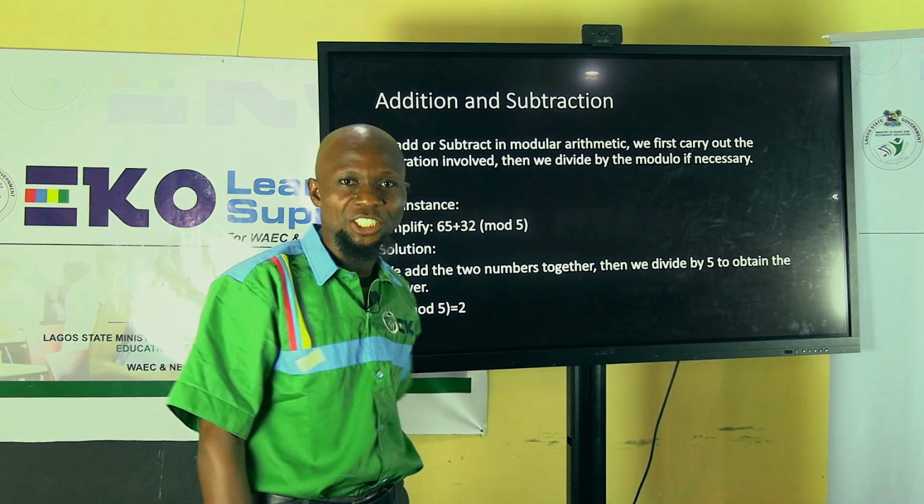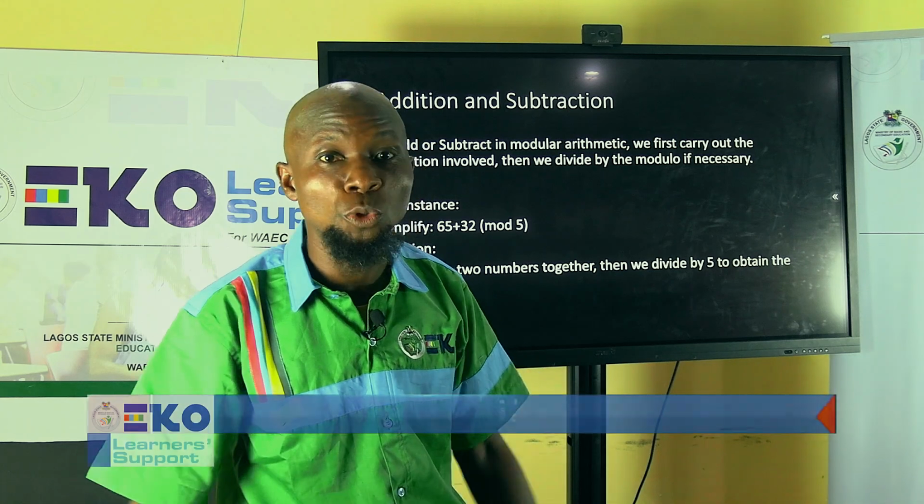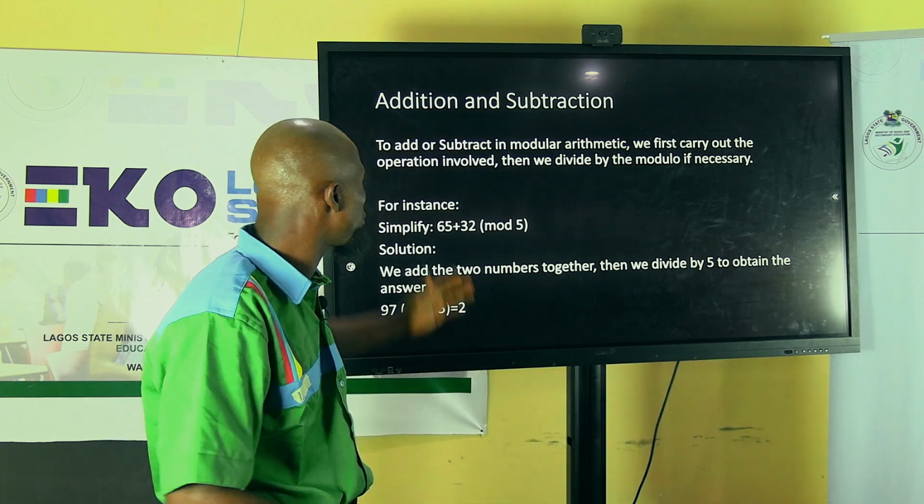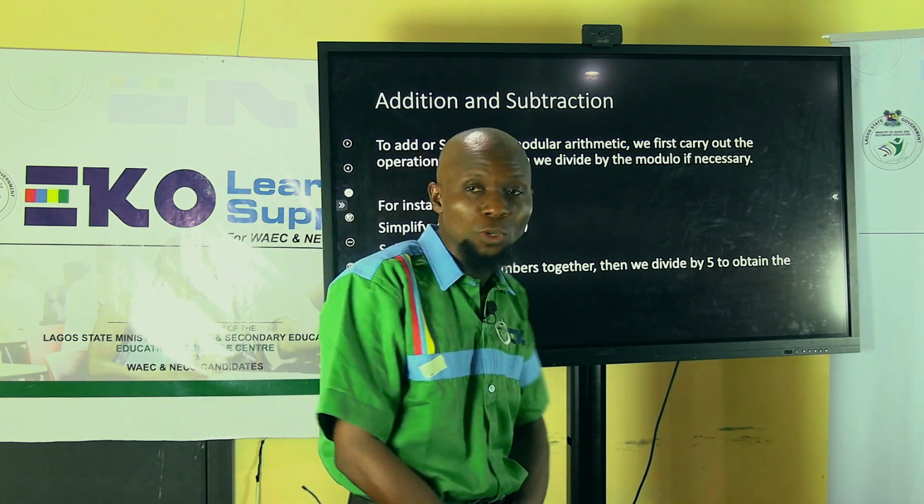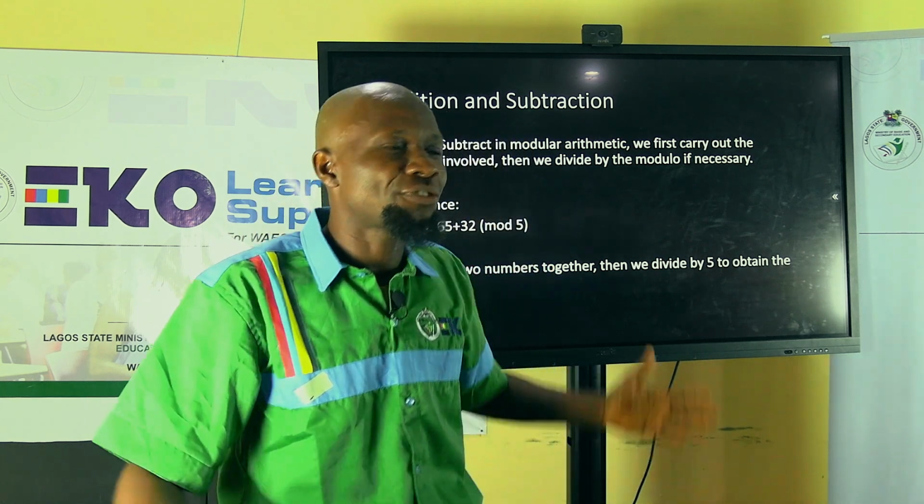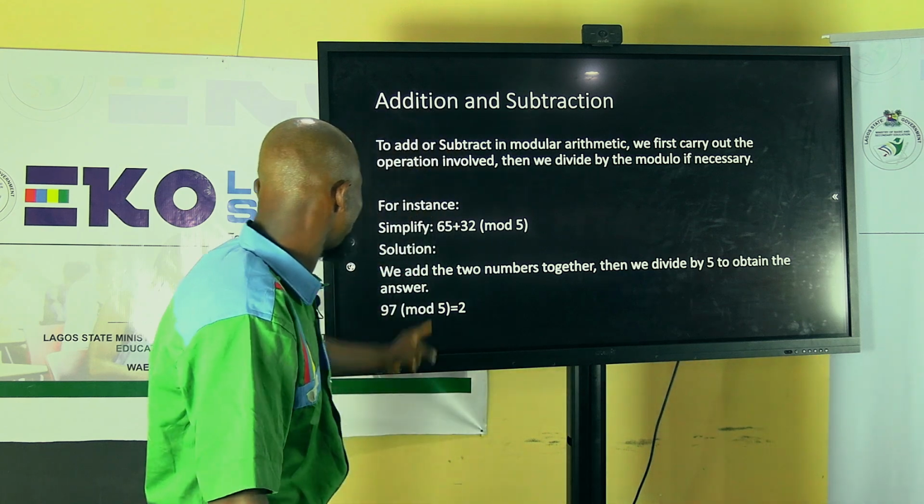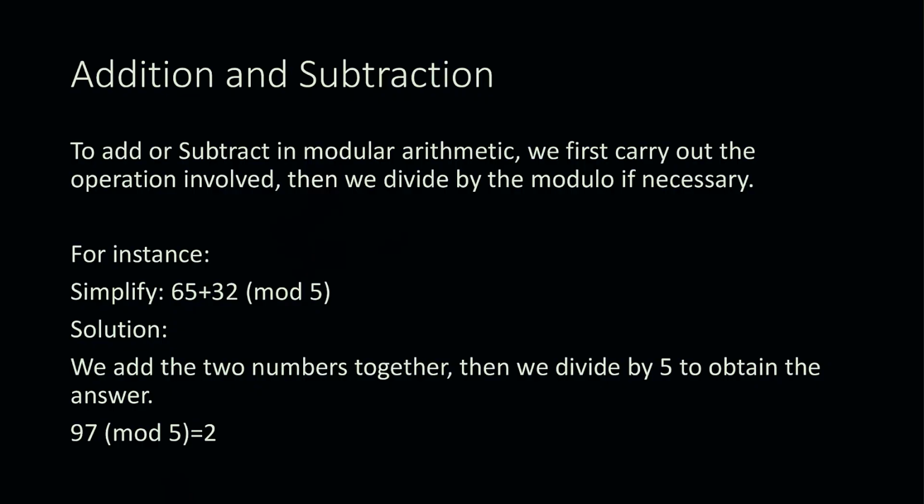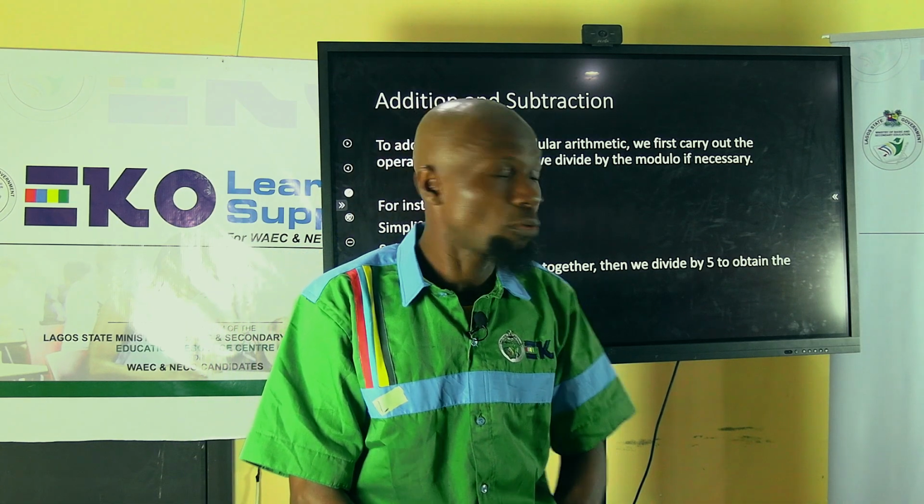So we now have addition and subtraction in modular arithmetic. If you can add and subtract in other systems of numbers, how do we add and subtract in modular arithmetic? Just like we have done the other one. The first question is 65 plus 32. To add and subtract in modular arithmetic, we first carry out the operation involved, then we divide by the modulo if necessary. So we can do that.